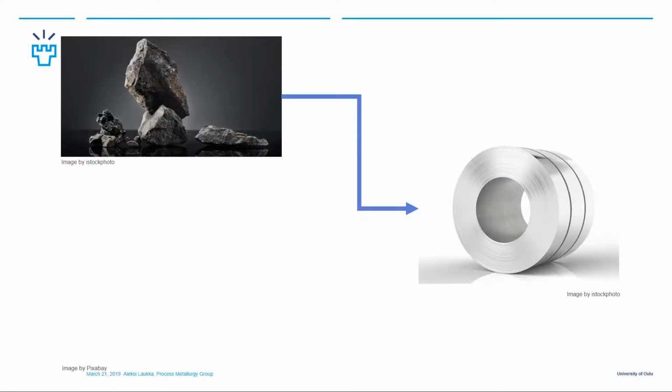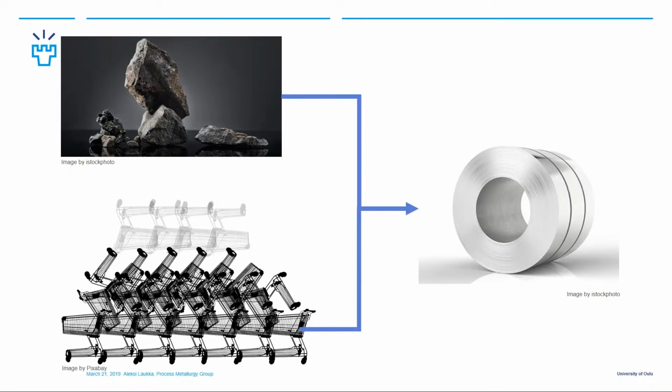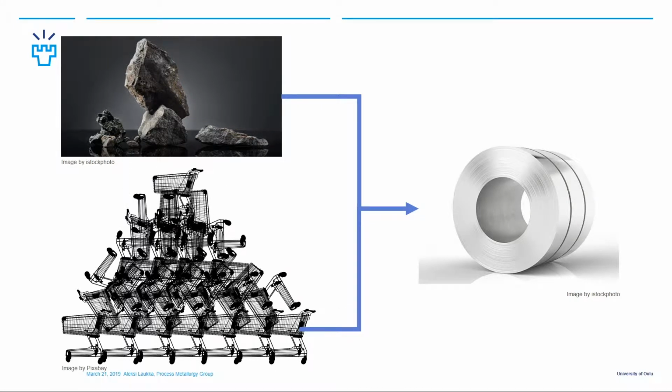So, as you may or may not know, the popular ingredients for stainless steel manufacturing in Finland are ferrochrome ore, or scrap, or lots of scrap. But the end product is usually a strip coil, as shown here on the right, or strip plates, or something like that, strip wire.